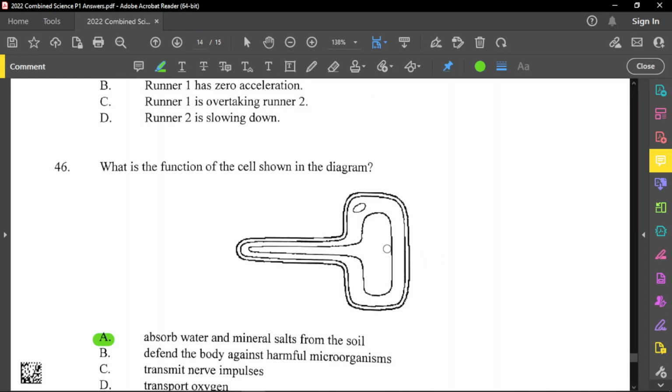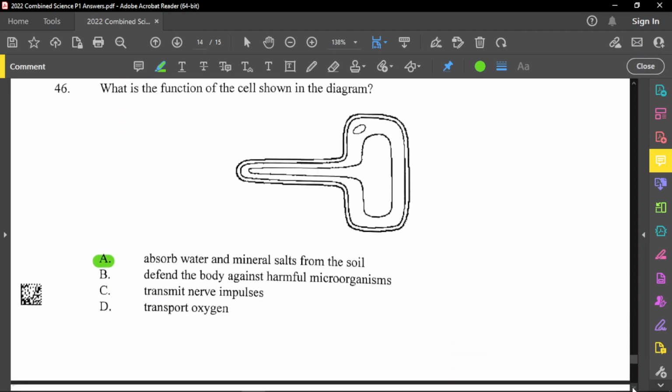46, it said, what is the function of a cell shown in the diagram? And this cell here is a root hair cell. The purpose of a root hair cell is really to absorb water and mineral salts from the soil. And so option A is the correct answer.